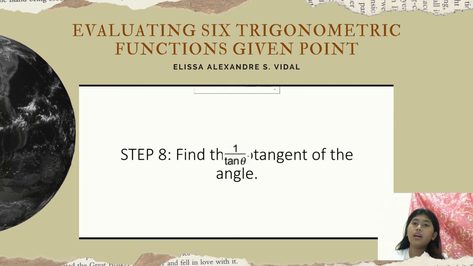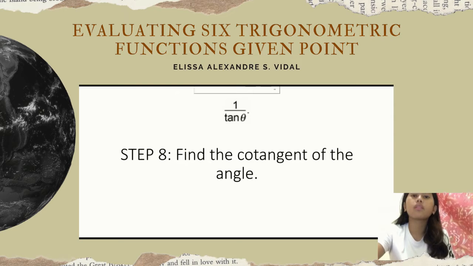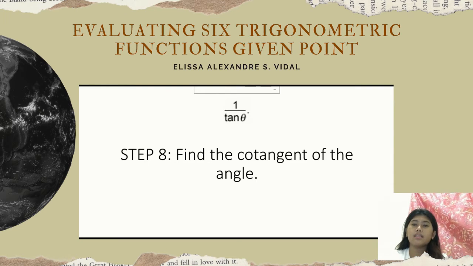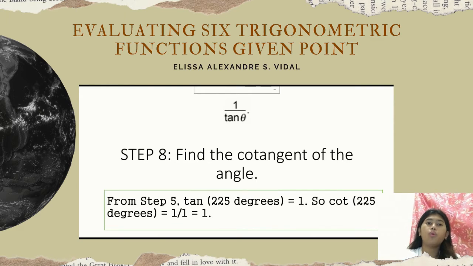And the last step, find the cotangent of the angle. From step 5, the tangent of 225 degrees is equal to 1. So the answer is 1 over 1, which is equal to 1.